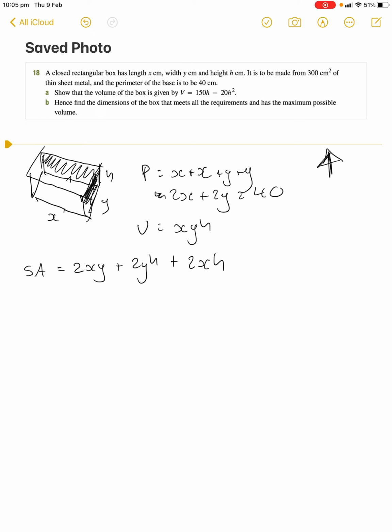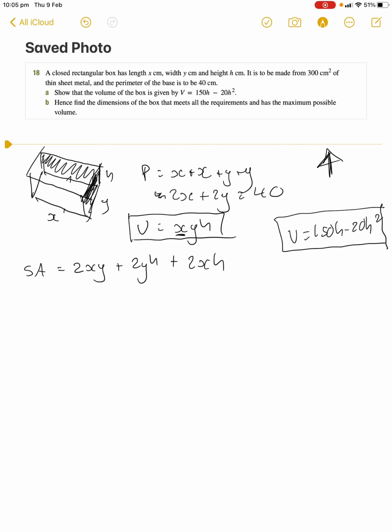So we've got all these different formulas. Eventually, we want something that looks like this, which means if this is our goal, we want to take this phi formula and replace x and replace y. We're going to replace them using the two formulas that we have just found. Let's take the perimeter one first.